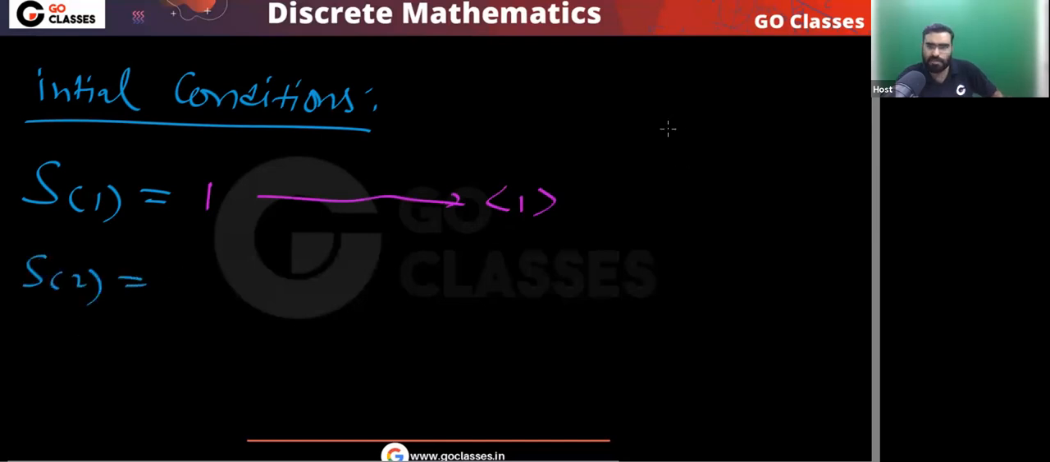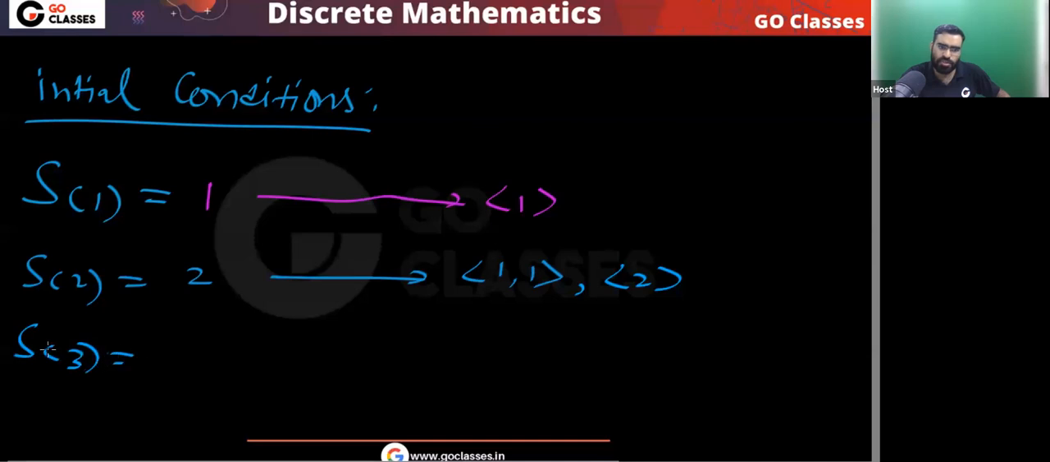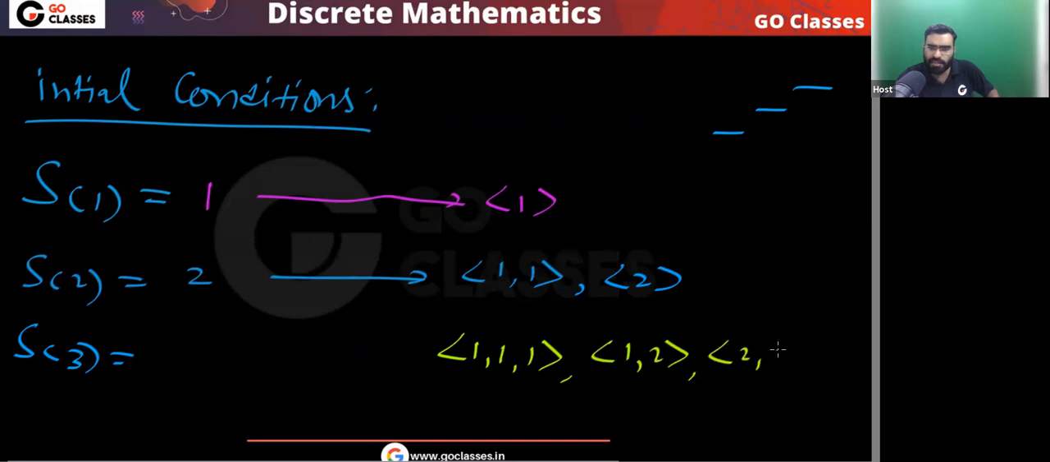If you have 2 stairs, then how many ways to climb? Then there are 2 ways to climb. Either you can climb like this, or you can climb like this. If you have 3 stairs in your house, then how many ways? See, either you can climb like this, 1 1 1, or you can climb like this, 1 2, or you can climb like this, 2 1, or you can climb like this, 3.